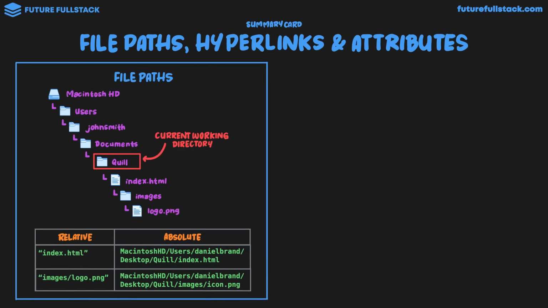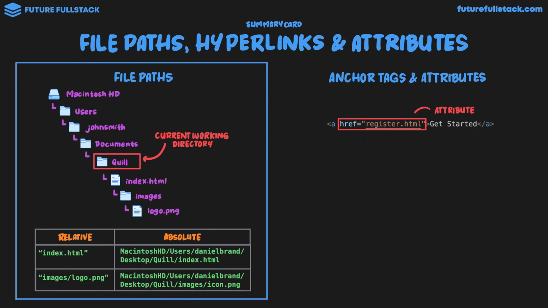To finish off, let's add to our summary card anchor tags and attributes. We saw that an attribute is an additional piece of information inside an HTML opening tag. An attribute is made up of an attribute name and an attribute value. And we saw we always needed to use the href attribute inside anchor tags to specify the destination of the hyperlink text.